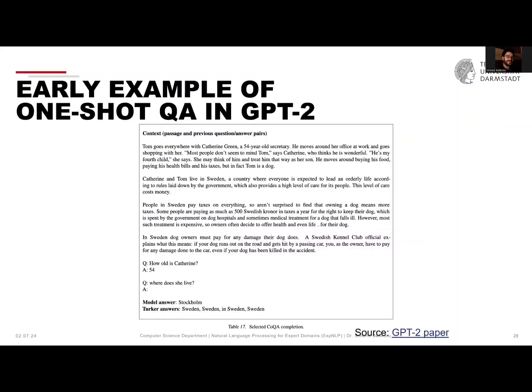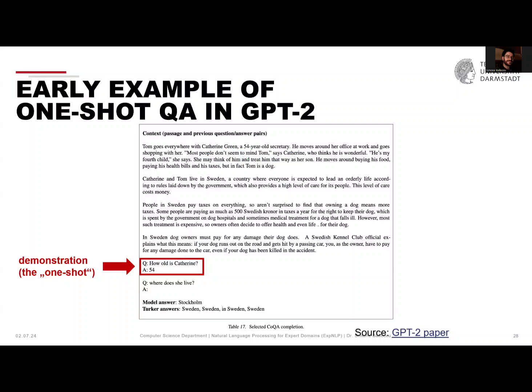I can also show you an early example of one-shot QA in GPT-2. So you have this huge text passage we will not read. Basically, you have your prompt, your demonstration. This is the one-shot. So, for example, how old is Catherine? And the answer is 54. And if you look in the text, you might actually see that Catherine is indeed a 54 years old secretary.